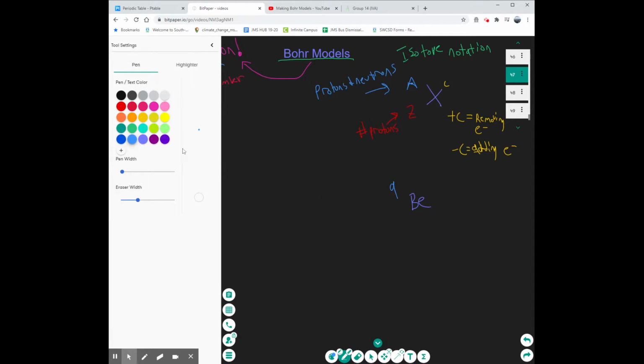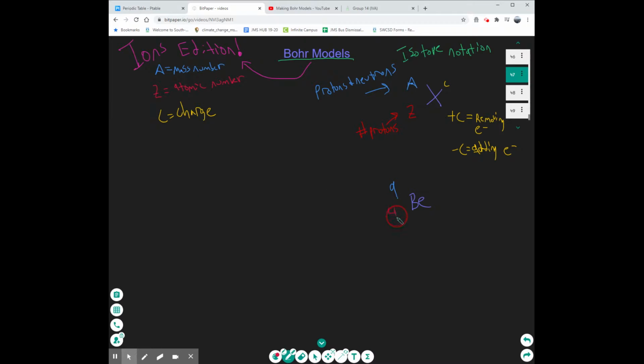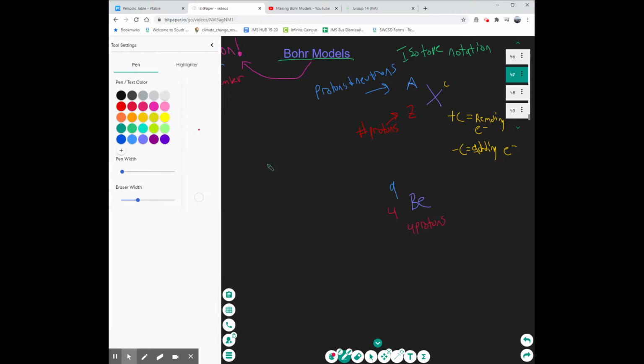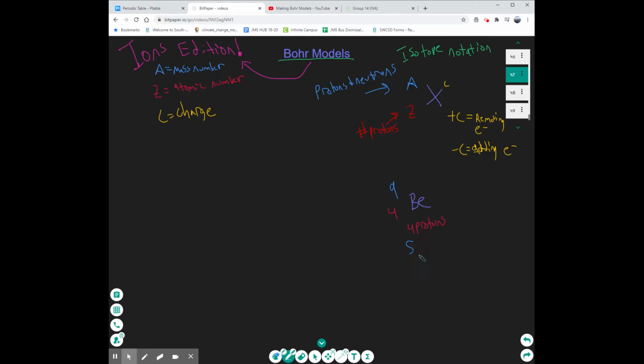A equals 9, right? And Z equals 4, which means we're going to have 4 protons, and 4 plus 5 is 9. So we're going to have 5 neutrons. And how do you make this balanced? If these are positive, you need to have 4 electrons. Whoa, wrong color. My apologies. 4 electrons. There we go.